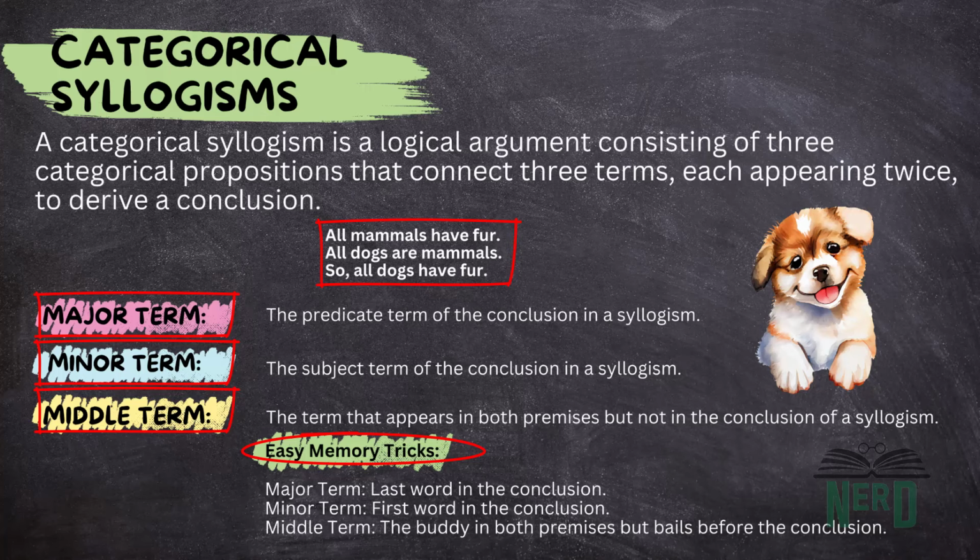Minor term, blackboard. Major term, green. Some bread is butter. Minor term, bread. Major term, butter. Middle term, fun. It's the term that appears twice but never shows up in the grand conclusion. Like if we're debating whether bread can be like butter because they both get cozy with milk, milk is our middle term because it's hanging out in both premises but doesn't make it to the conclusion.